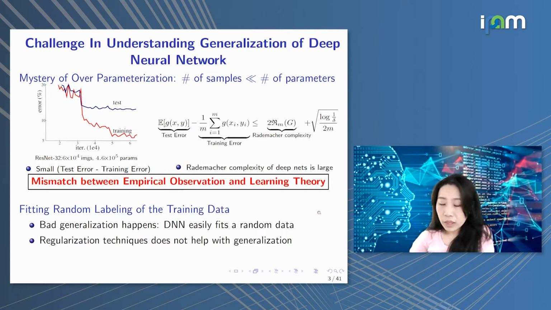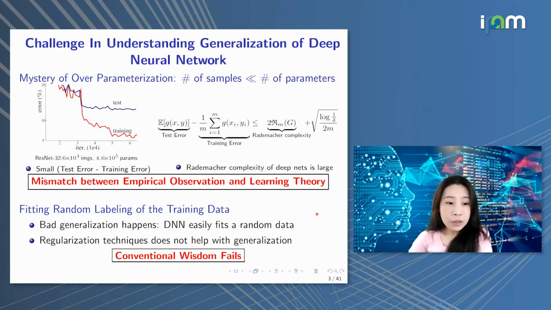There are some studies trying to fit random labeling with the training data. So essentially bad generalization happens. A DNN actually easily fits random data, and regularization techniques do not help with generalization under those scenarios. So basically conventional wisdom fails. So under these scenarios, what can we do?